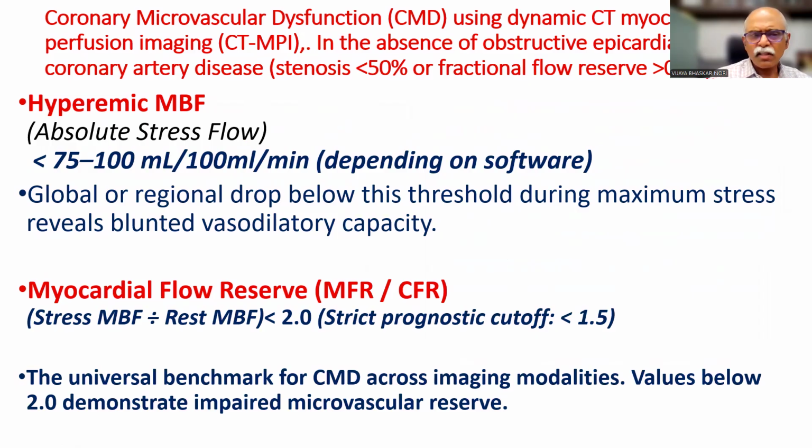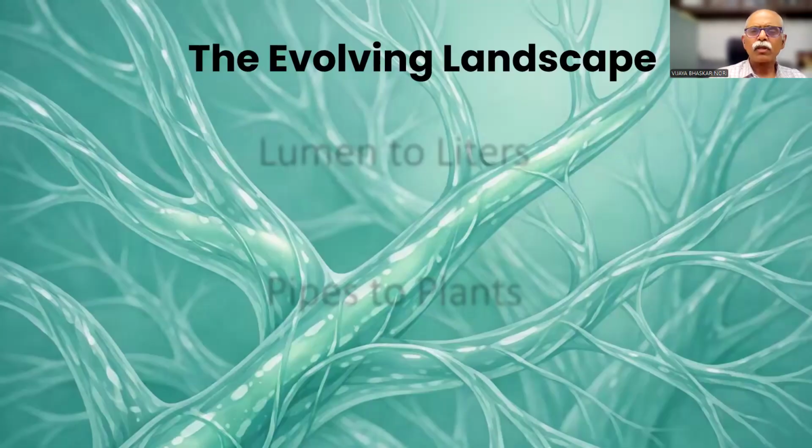Coronary microvascular dysfunction is again one entity which can be picked up much better on a CT myocardial perfusion, and a global hyperemic myocardial perfusion less than 75 to 100 is usually suggestive, or a stress to rest myocardial flow reserve of less than 1.5 globally is suggestive of microvascular dysfunction.